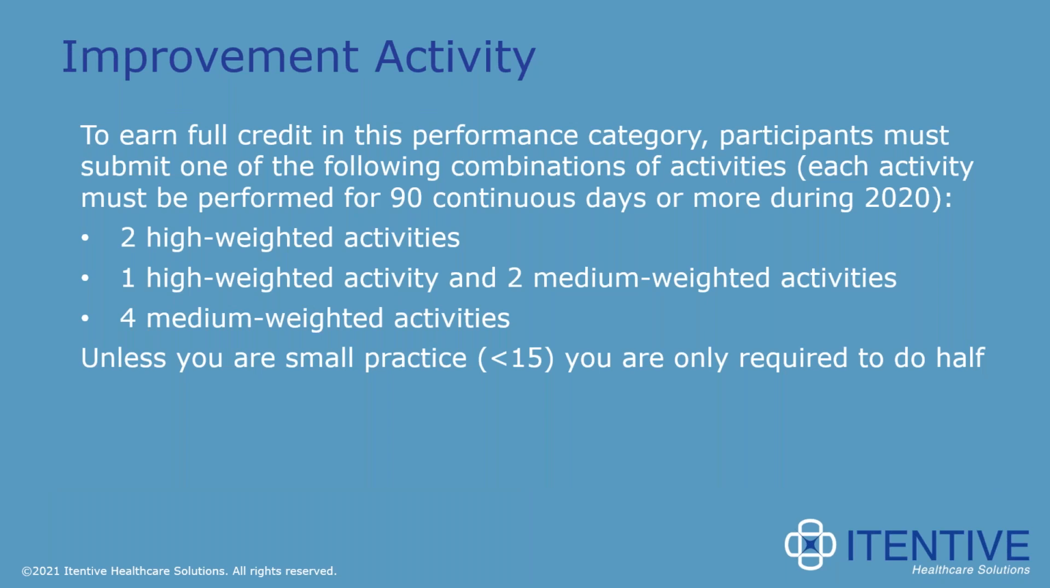So on to our next hardest documentation category, improvement activities. As a recap, to get full credit in this category, you're going to have to report on 2 high-weighted activities or a mixture of medium and high-weighted activities. Unless you're a small practice, if you're under 15 clinicians, you only actually have to do half of that. So maybe 1 high-weighted or 2 medium-weighted.